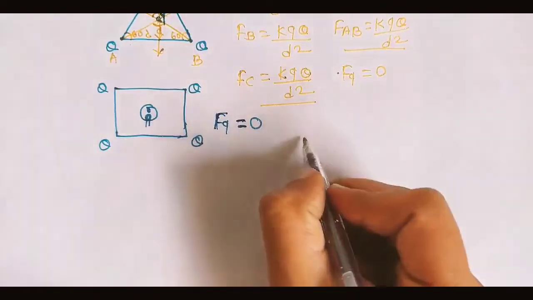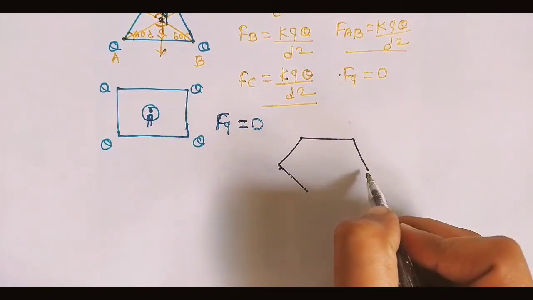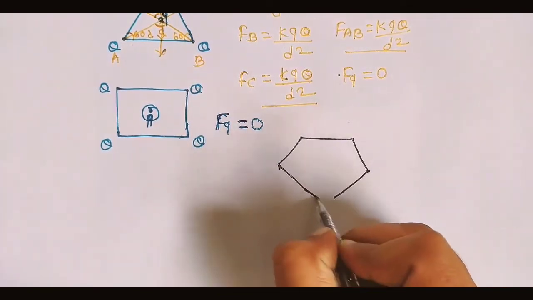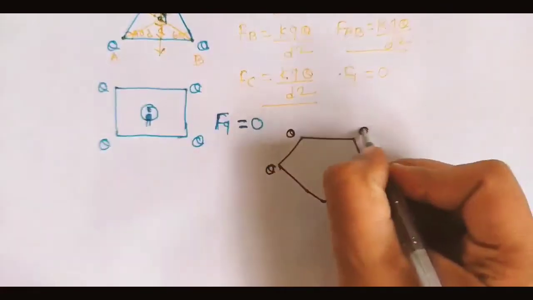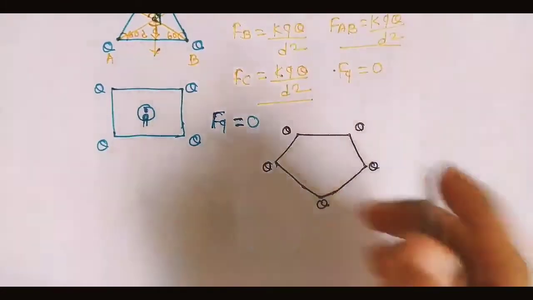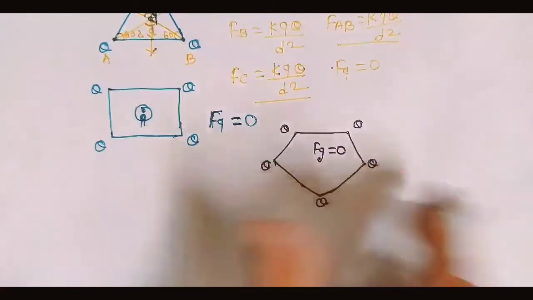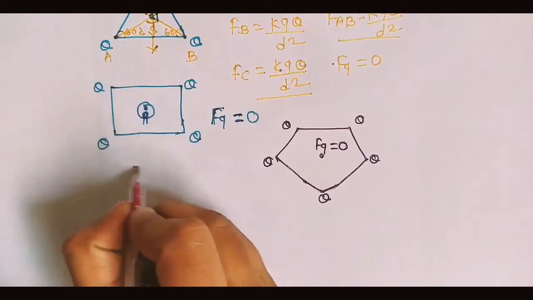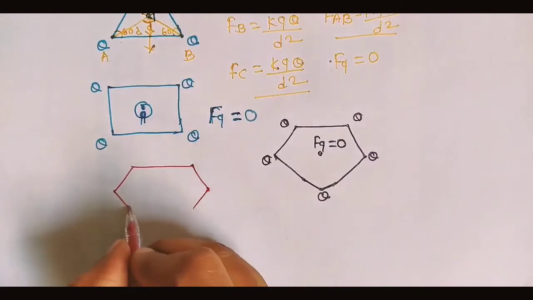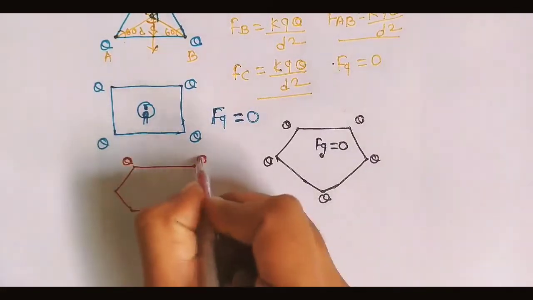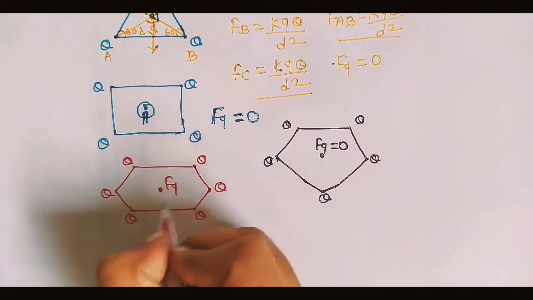Similarly, when we take a pentagon, with charges q, q, q at the corners, the net force at the center due to all these charges is equal to 0. Similarly, when we take a hexagon, the net force at the center is 0.